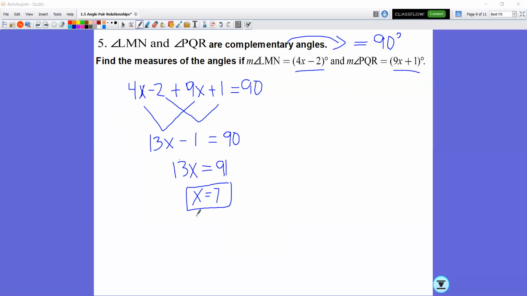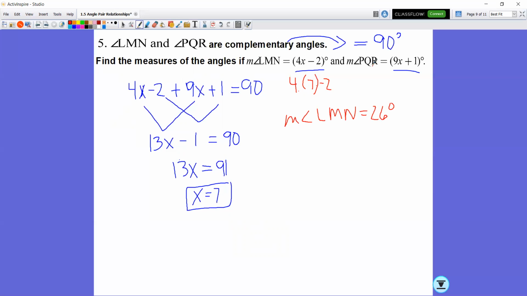Don't celebrate just yet. Yes, we have part of the answer, but we need to plug it in because we need to find the measures of the angles. So if we look at the measure of angle LMN, when I take 4 times 7 minus 2, well, 4 times 7 is 28, minus 2 gives me 26 degrees. And I'm sorry about my handwriting. It is what it is, right?